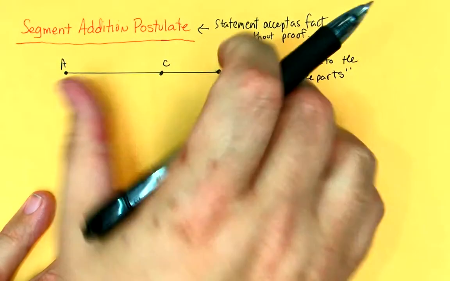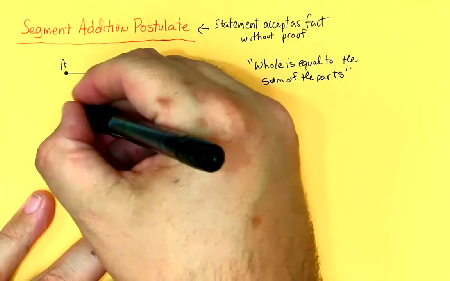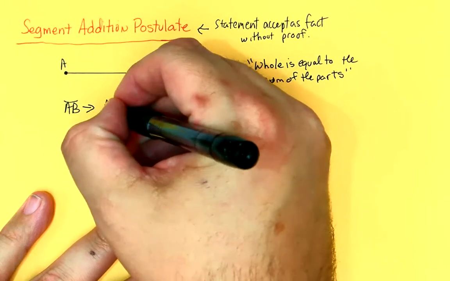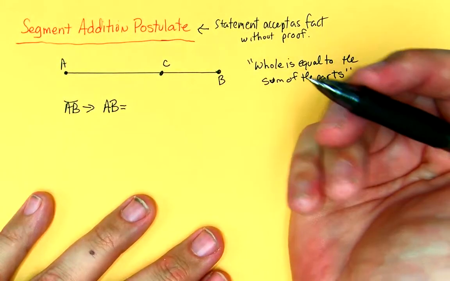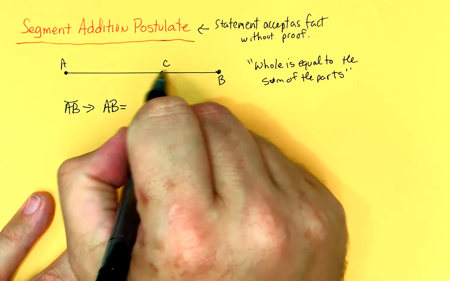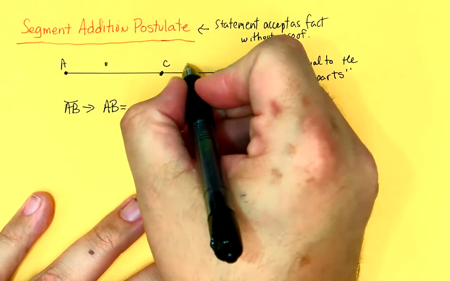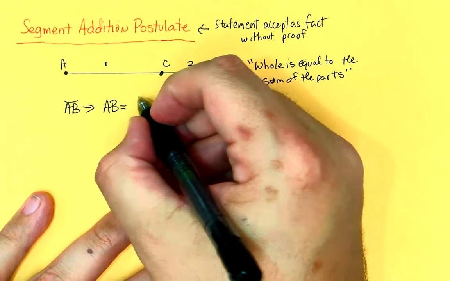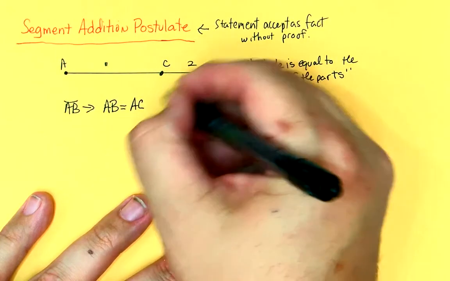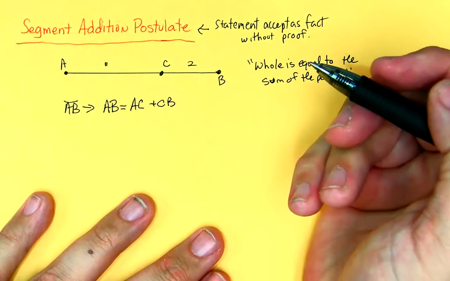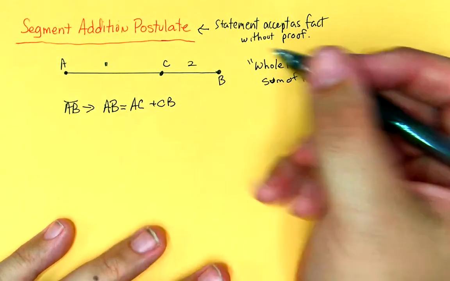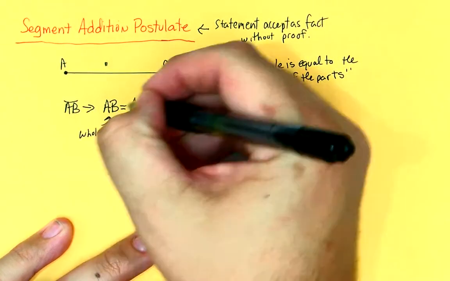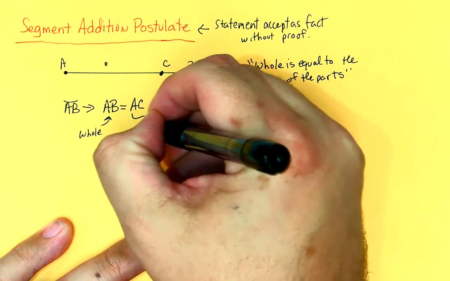And what we want to do is take this segment, the segment AB, and break it down into the parts that point C has broken it up into. The length of AB is equal to part 1 plus part 2. There's one part here and a second part here. Part 1 is AC. Part 2 is CB. So the whole thing, which is AB, is equal to the sum of the parts.